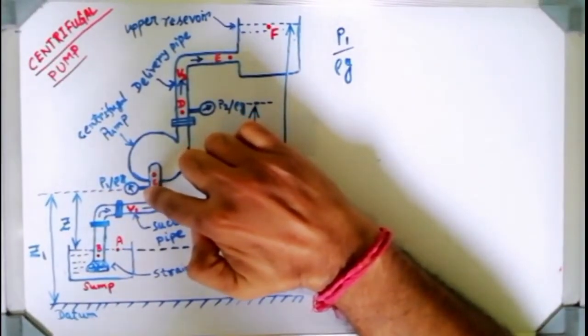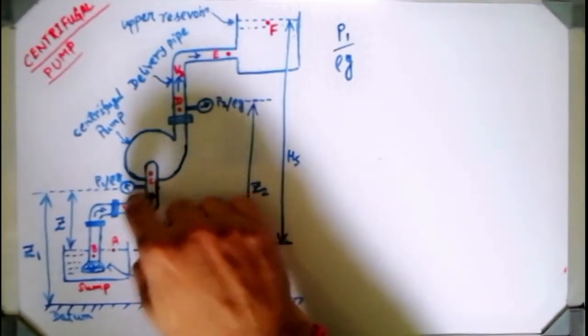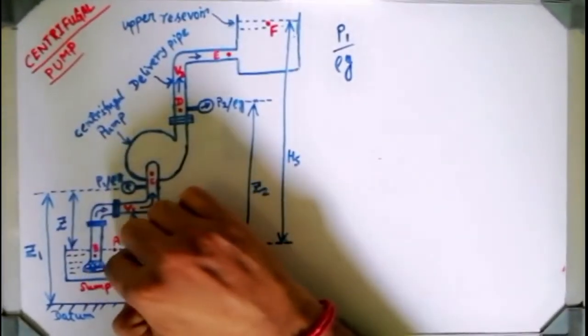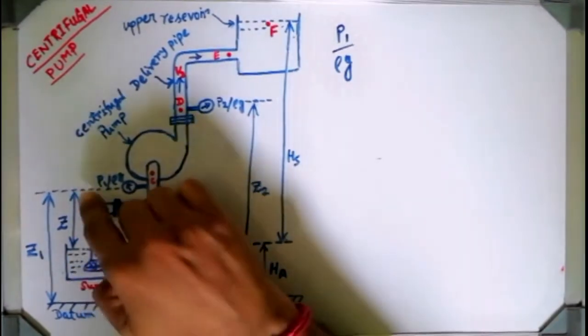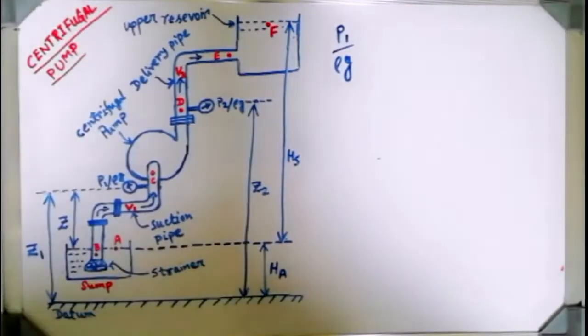Now see these elevations from the datum up to this suction side inlet, that means up to the point where the pressure gauge is connected. That elevation I have mentioned by Z1. And from the water level, or you can say the liquid level at the sump, up to this pressure gauge, the elevation is given as Z. So Z and Z1 both give us elevation, that means how much elevated they are.